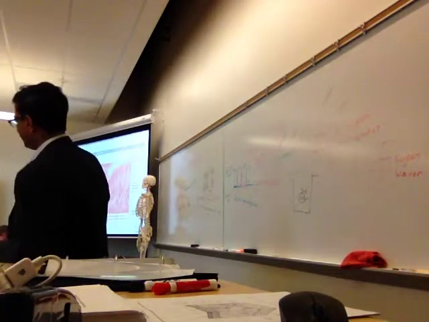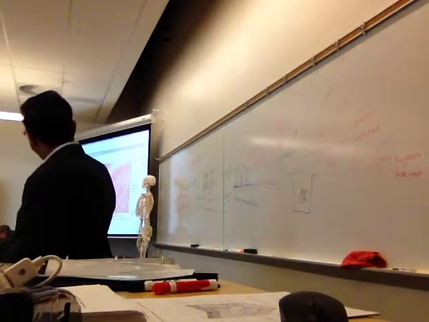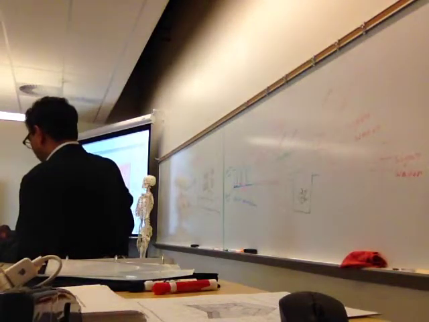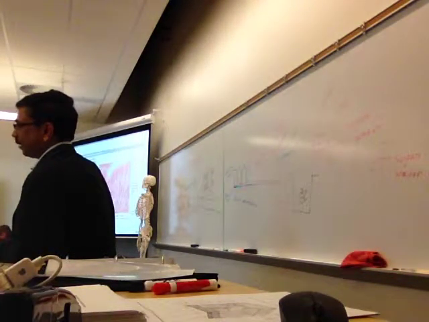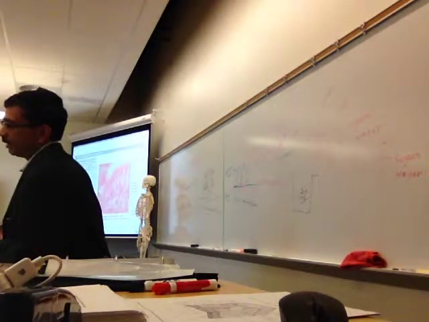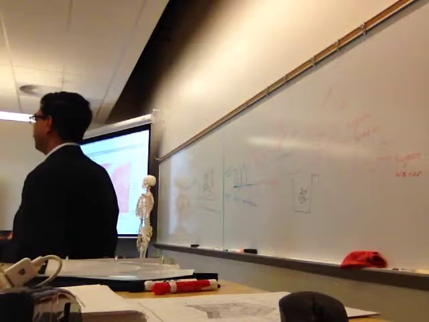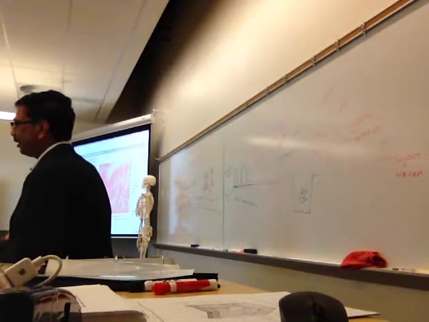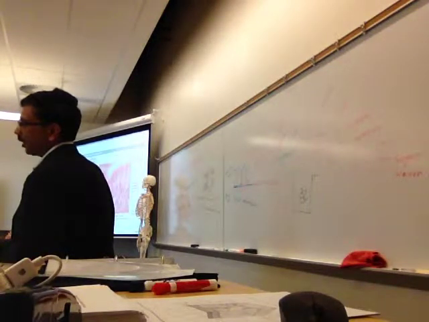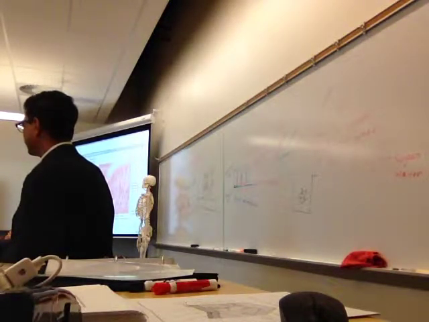Pseudostratified ciliated. You see, pseudostratified columnar must have cilia. So you see the presence of cilia, hair-like structures here. And pseudostratified ciliated is present in the upper respiratory tract, upper respiratory organs. That means what? Inside your nose, that means in the nasal cavity, inside your trachea and bronchus, the upper part of the respiratory system.